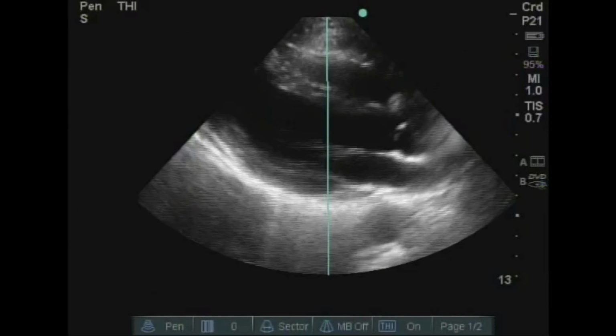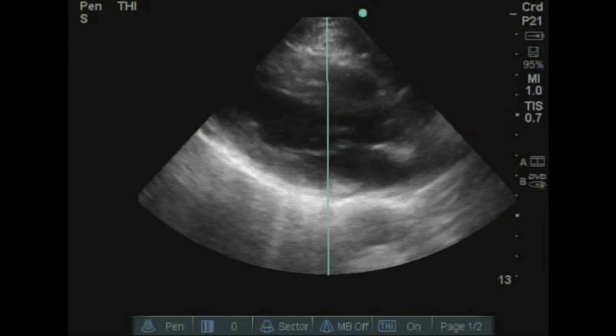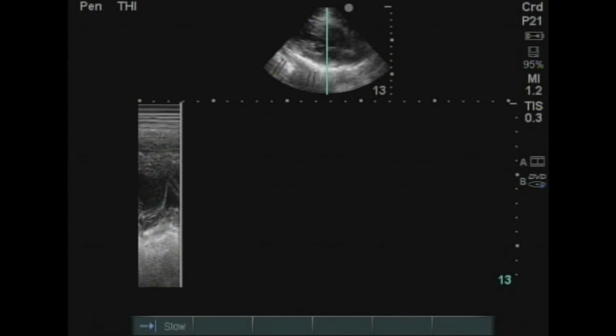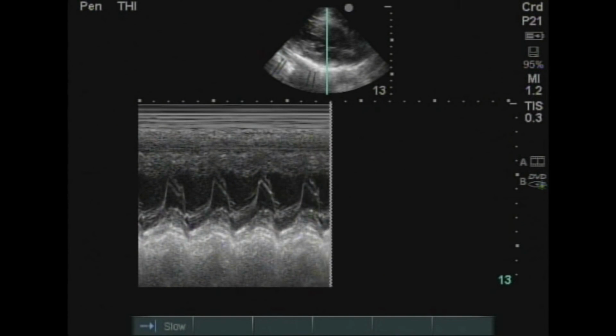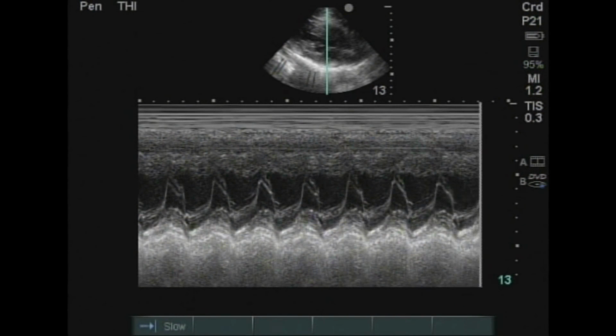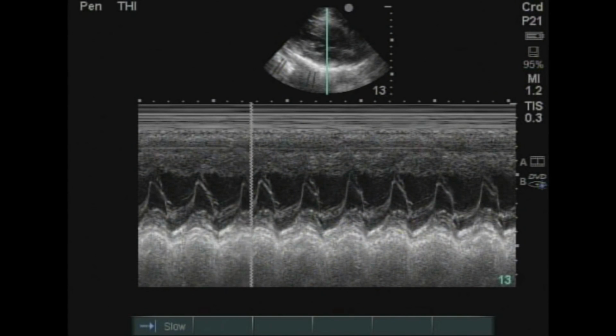M mode is motion mode, and what will happen is there'll be an M mode spike, or that green line that you see, and what happens is every motion over that line over time will be plotted out in a graph tracing. You can see this is commonly used in echocardiograms. We're looking at valve motion.